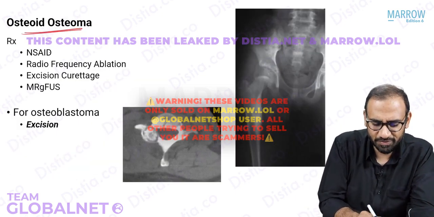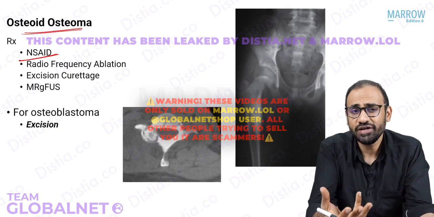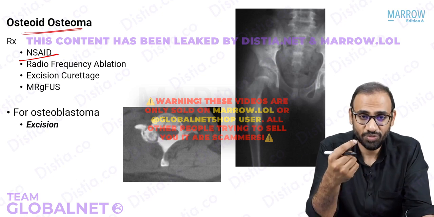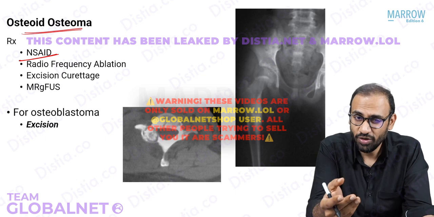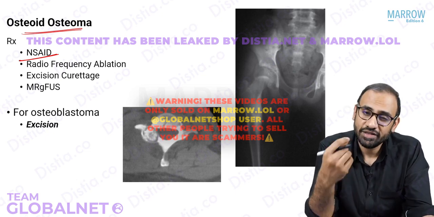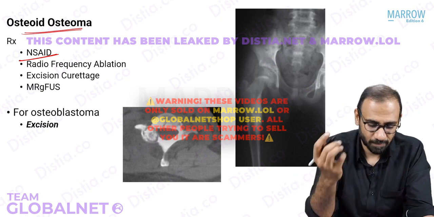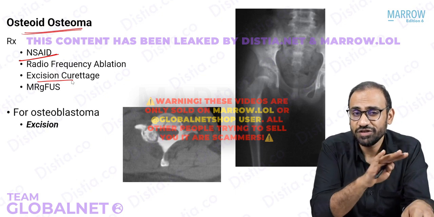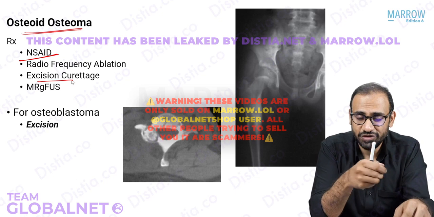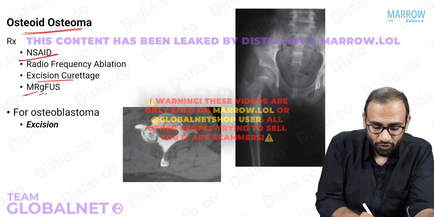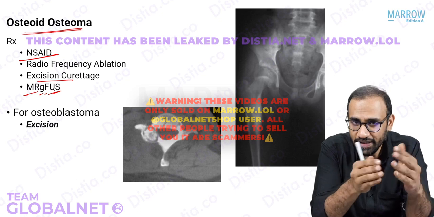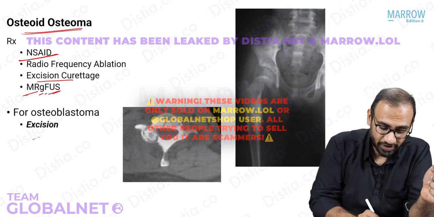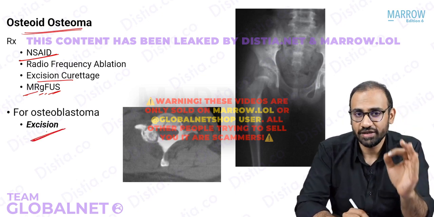The treatment of osteoid osteoma, very simple, NSAIDs. If the patient is responding to NSAIDs, most of the time your treatment is complete. There is nothing else to do. If he's not responding or he doesn't want to use medications for a longer time, then you can go and surgically remove it. There are various options. You can go for an excision curettage. You can use radio frequency ablation, particularly in the superficial bones like tibia, or you can use MR guided focused ultrasound to ablate the lesion. But for osteoblastoma, you'll always have to go for excision because there is always a risk of malignant transformation.